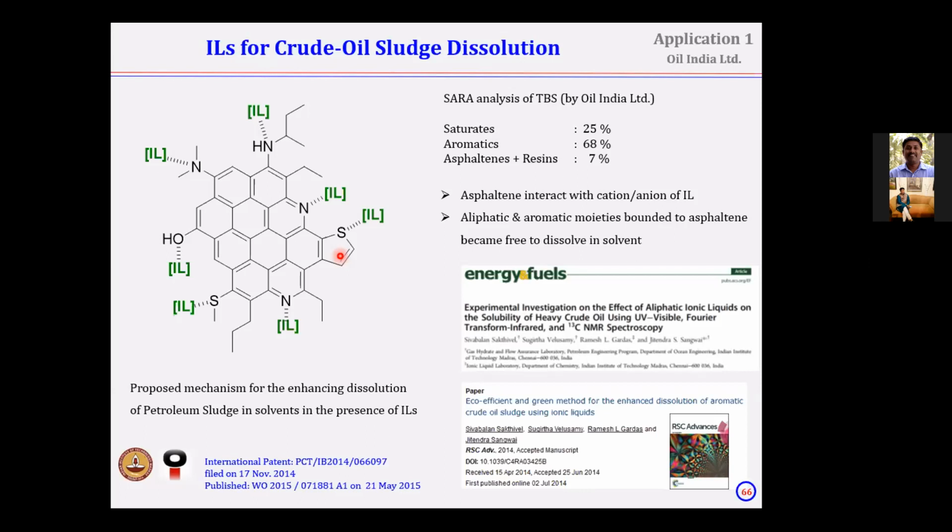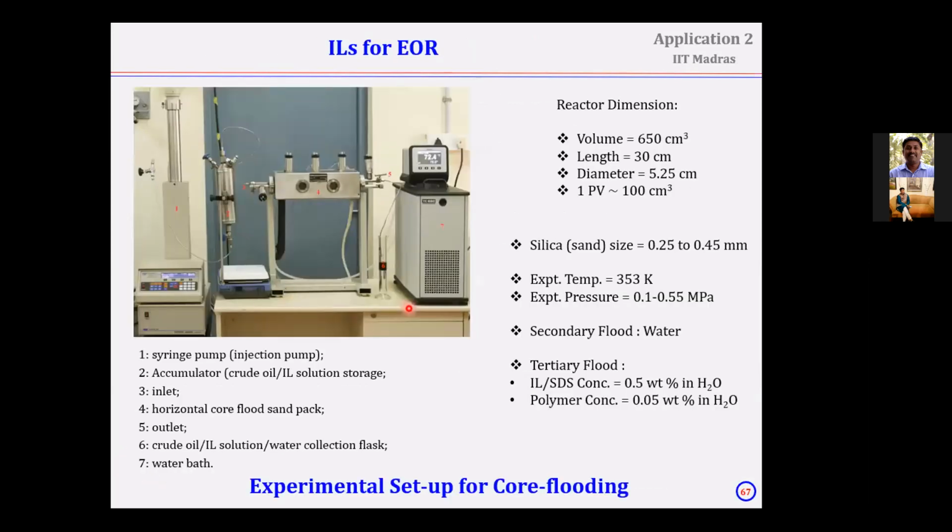However, we could convince the reviewers from various journals and the patent office and the thesis examiners. So this research gave 4 papers, 1 thesis, and 2 patents. Well, the second application is enhanced oil recovery.